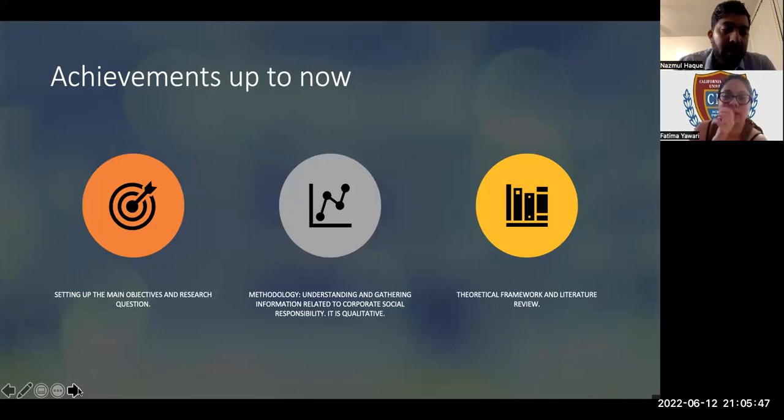So basically, up to now we are all done with the draft, so pretty much everything is completed. Setting up the main objectives and the research question were done. Then methodology, which is also a challenging thing, choosing the correct methodology. That was done, and the literature review and the research result are also completed. Then the theoretical framework, which we did in the second or third week, the initial framework. So yes, I'm done up to that point.